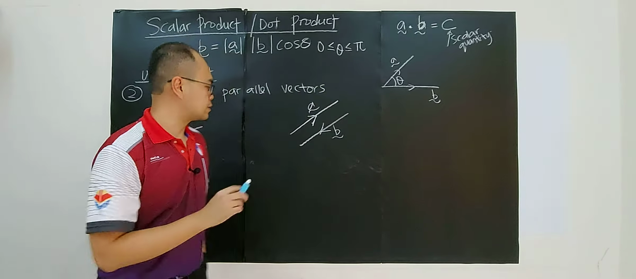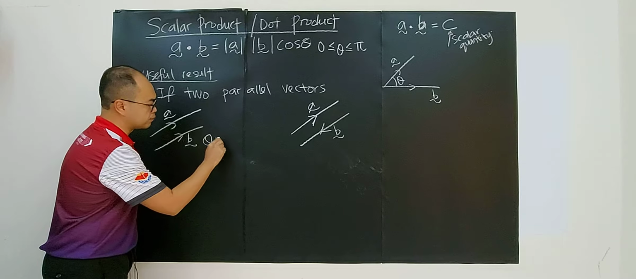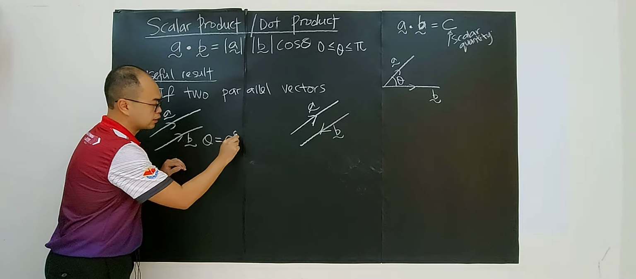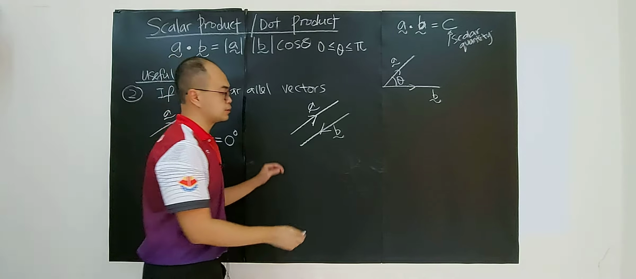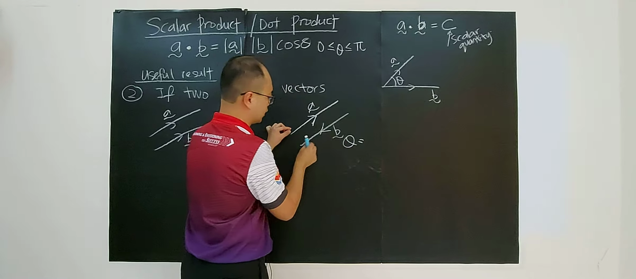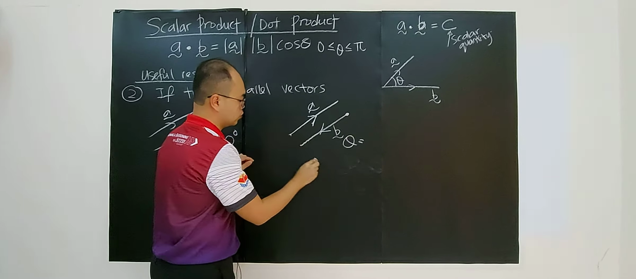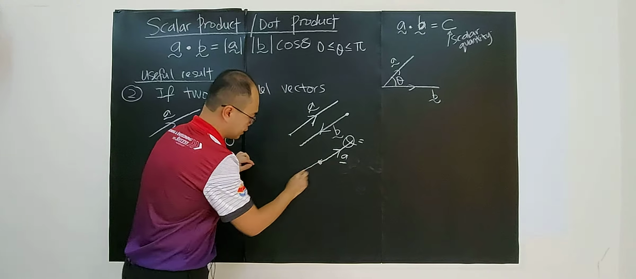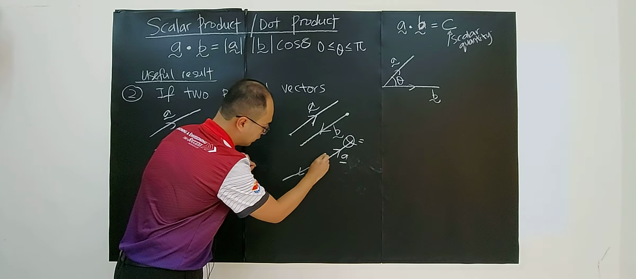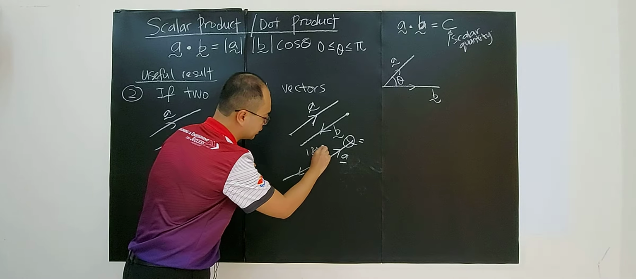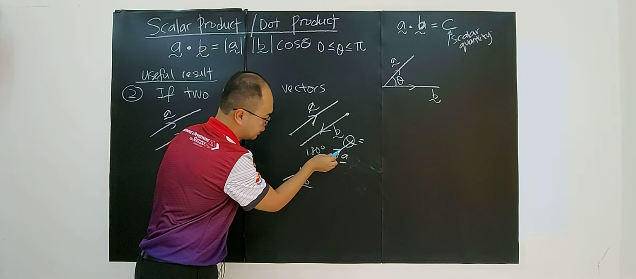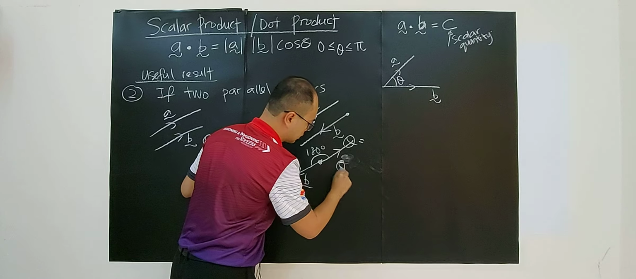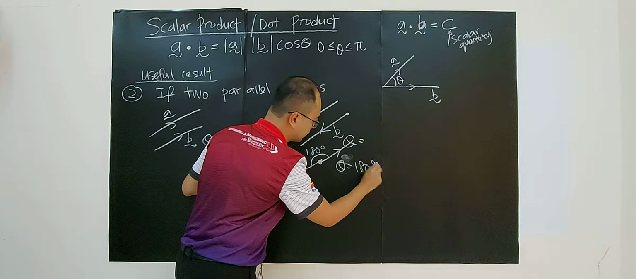We can say that if you join these two, the angle between vector A and vector B is 0. And if you join the other two, say this is vector A and this is vector B, the angle will be 180 degrees. From this vector to this vector is 180 degrees, so theta in this case will be 180 degrees.